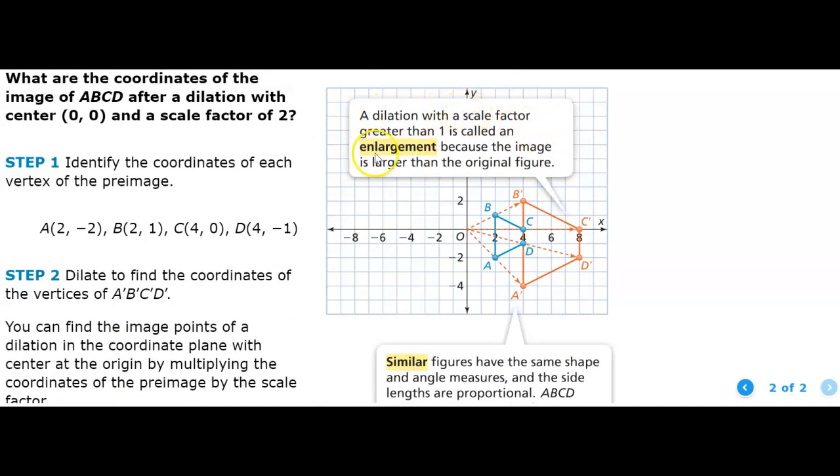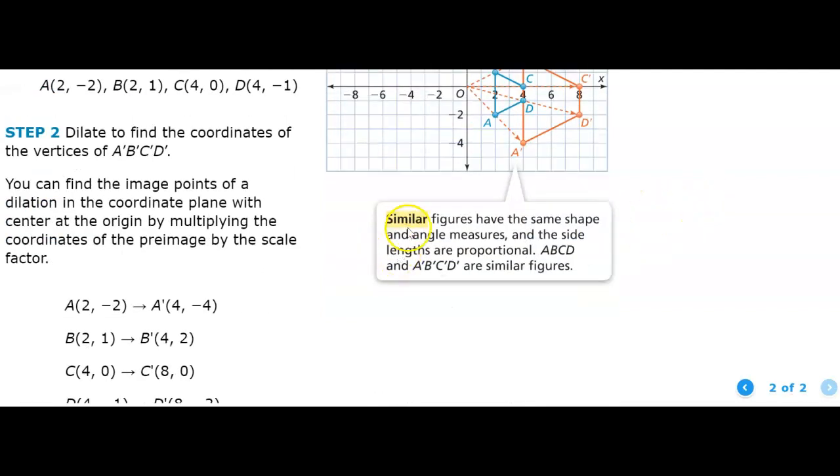A dilation with a scale factor greater than 1 is called an enlargement because the image is larger than the original figure, so it's gotten bigger. Similar figures have the same shape and angle measures, and the side lengths are proportional. So ABCD and prime ABCD are similar figures.